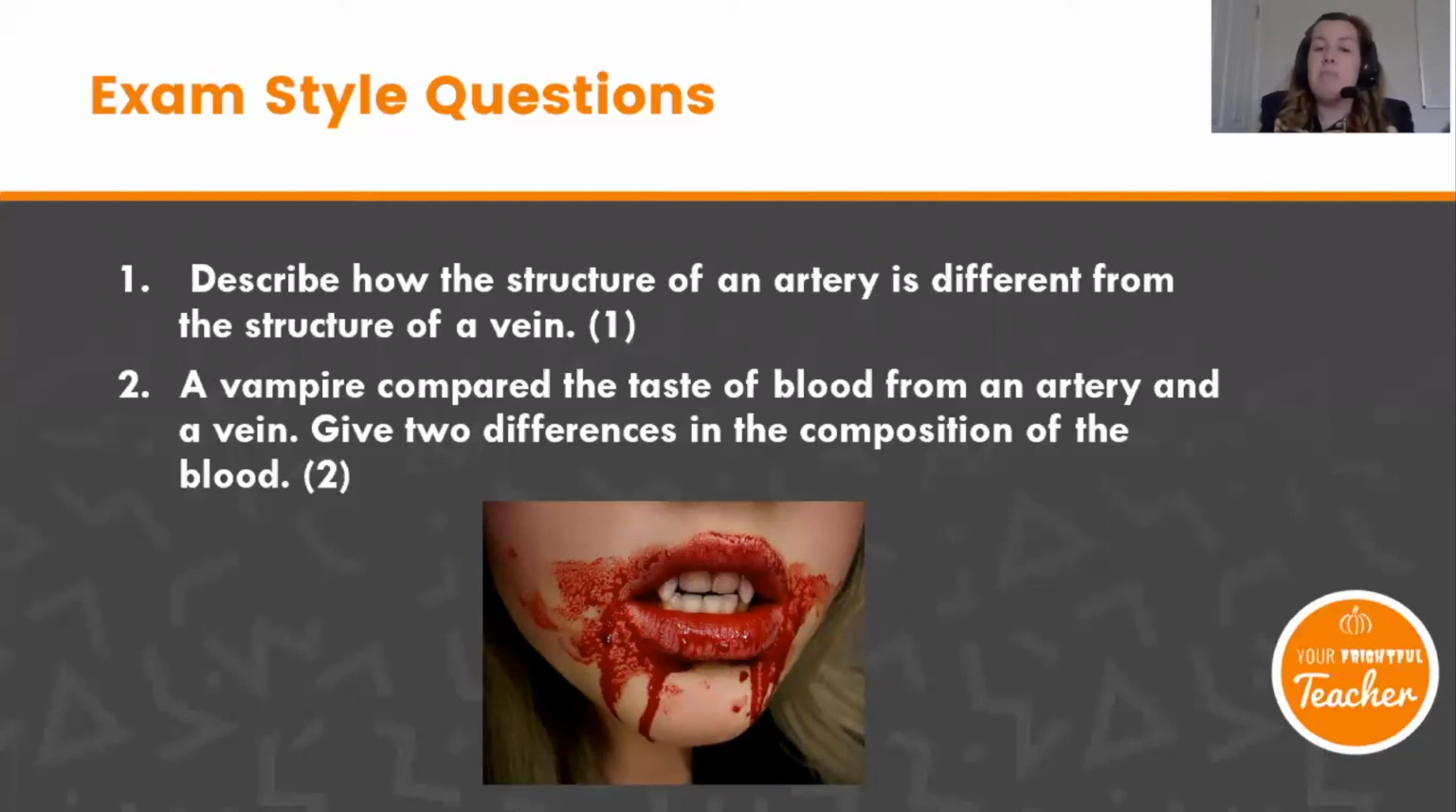And then a vampire compared the taste of blood from an artery and a vein. Compare 2 differences in the composition of the blood. So you need to think about what's in the blood, what's the job of the blood, and then also think about how the blood will be different in an artery. Remember, that's blood coming away from the heart compared to blood that's been around the body and is now coming back to the heart. And that's worth 2 marks.